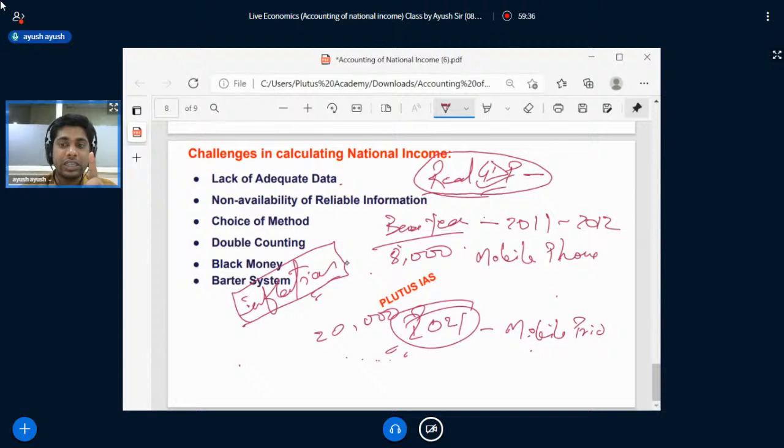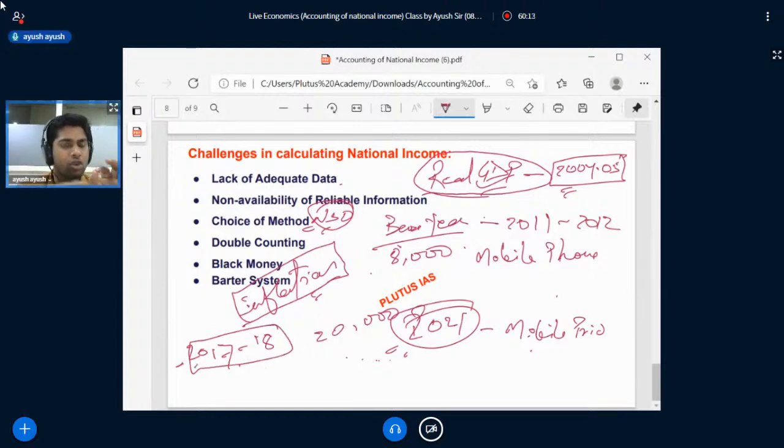It totally depends upon the whims and fancies of the National Statistics Office. At present, India's base year is 2011 to 12. Prior to 2011 to 12, India's base year was 2004 to 2005. ठीक है, that was the base year. Now your base year is 2011 to 2012. This is the base year. Okay, now the government is thinking to change the base year to 2017 to 2018. ठीक है, there is no parameter as such.